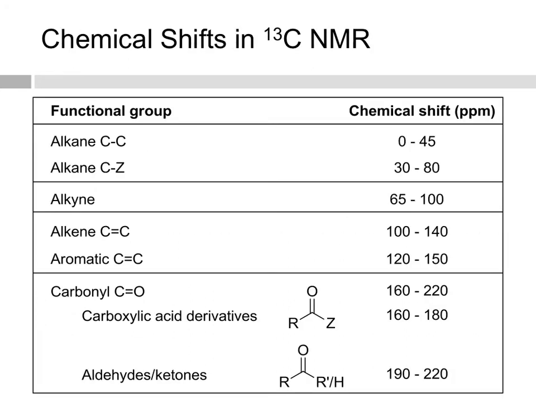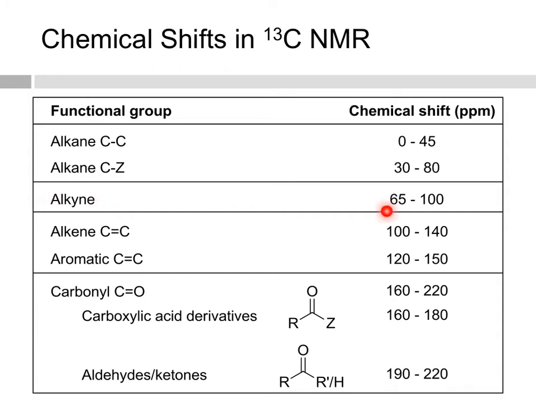Chemical shifts depend on the environment of that carbon, and we can categorize it according to the functional group. For alkanes, for a carbon that's bonded to only other carbons or hydrogens, the chemical shift is usually between 0 and 45 ppm. If the carbon is an sp3 alkane carbon but it's bonded to a Z atom like nitrogen or oxygen, it gets shifted further downfield and it can be anywhere between 30 to 80 ppm.